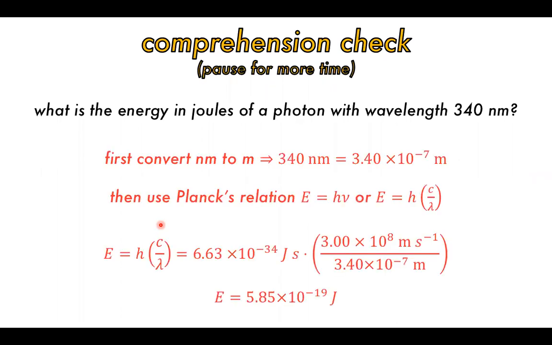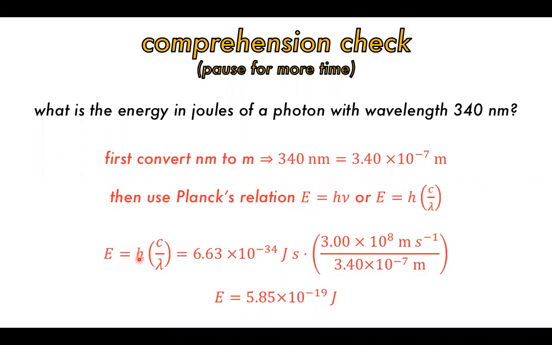Okay, let's check. We're going to be using Planck's relation here, or the Planck-Einstein relationship. The first thing we need to do is convert our nanometers into something consistent with our h value, Planck's constant. So first we convert nanometers to meters. The 340 nanometers becomes 3.40 times 10 to the minus 7 meters. Then we use Planck's relation, which is E equals h nu, or E equals hc over lambda. We have a wavelength, so that's why we need lambda.